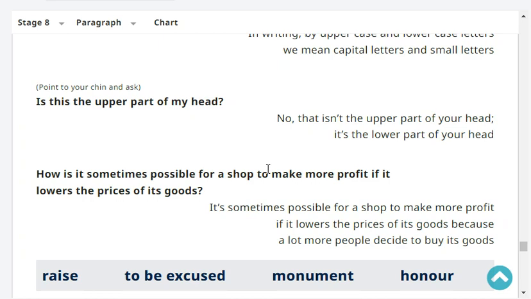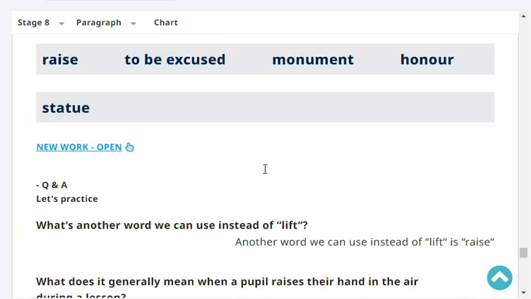How is it sometimes possible for a shop to make more profit if it lowers the prices of its goods? It's sometimes possible for a shop to make more profit if it lowers the prices of its goods because a lot more people decide to buy its goods. Very good.